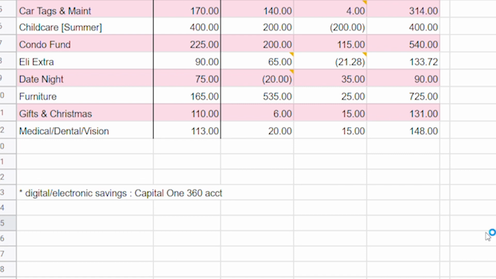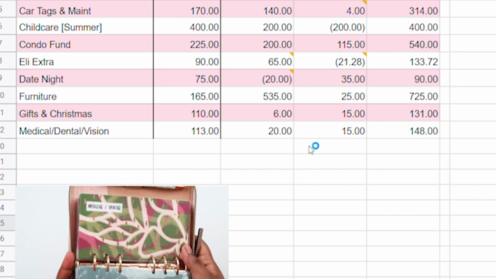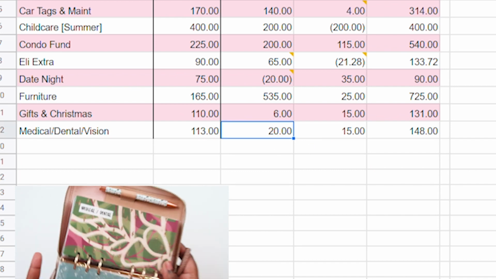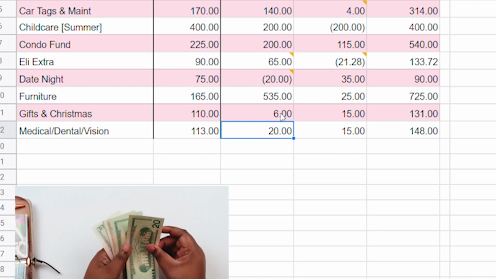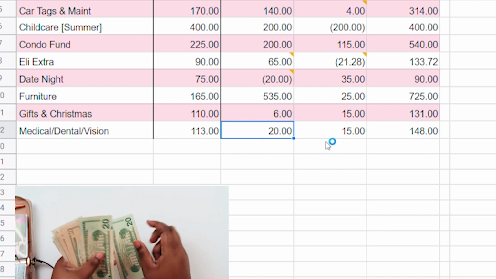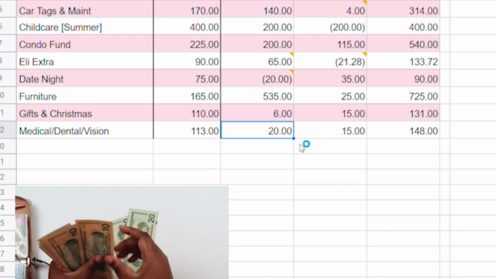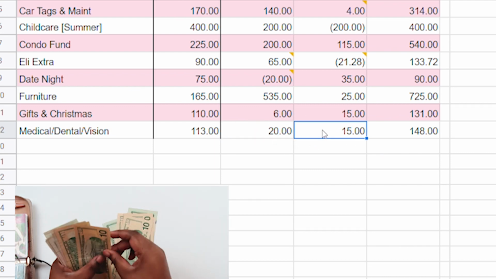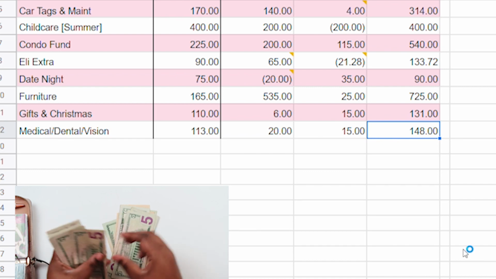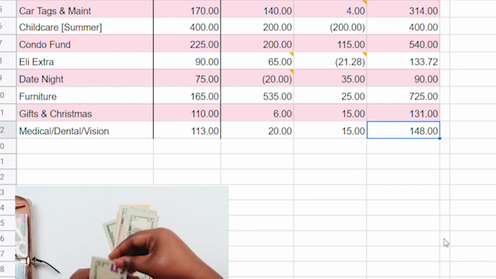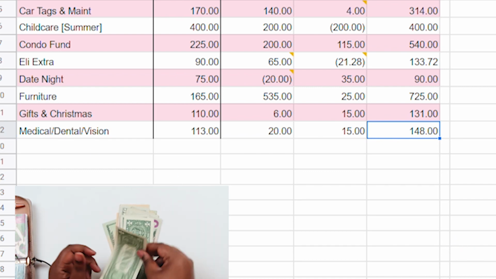Medical, dental, vision is my next sinking fund, and we started with $113. I haven't had to purchase any medicine, luckily, lately. I do need to get Elijah's glasses readjusted, but that should be free. But we got $20 that we added in May and $15 that we added in June, and we're up to $148 in medical, dental, and vision.